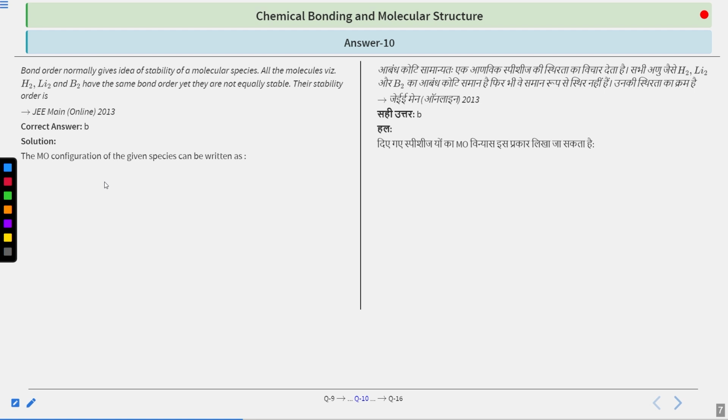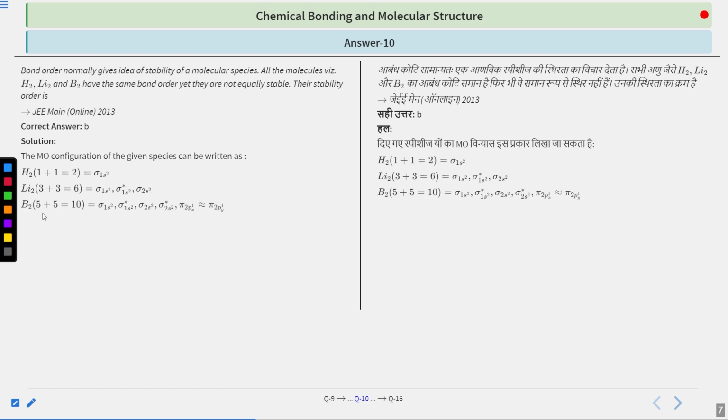So the MO configuration can be written as follows. H2 is sigma 1s2. Li2 is sigma 1s2, sigma star 1s2, sigma 2s2. And B2 is sigma 1s2, sigma star 1s2, sigma 2s2, sigma star 2s2, pi 2px1, pi 2py1.